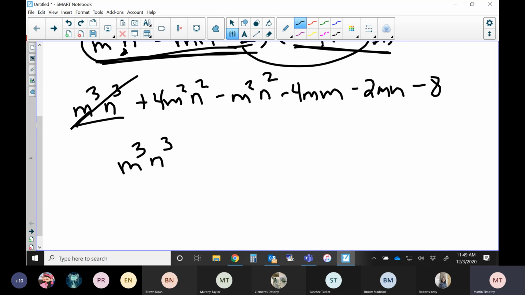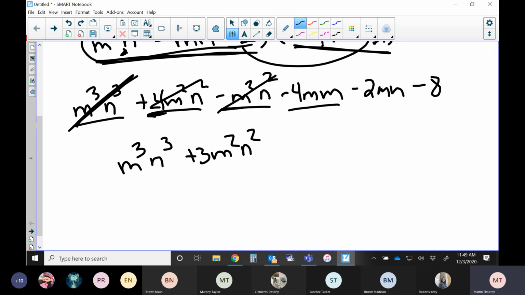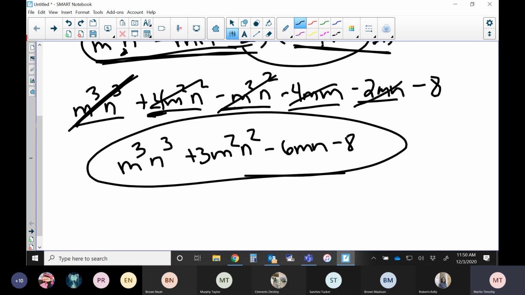You notice how I mark them off? That's so when I look back, I make sure I used them all and I didn't forget anything. This right here combines. I have 4 of them. I'm taking 1 away. So I have 3 of them left. 3m squared n squared. I have a negative 4mn, a negative 2mn, so that gives me a total of negative 6mn, and finally a negative 8 by itself. And there's my final answer.